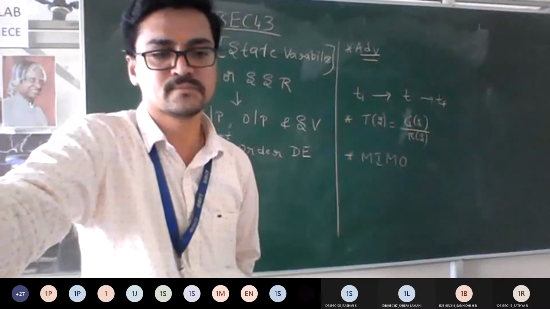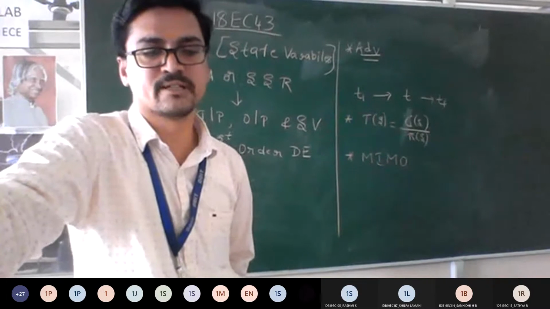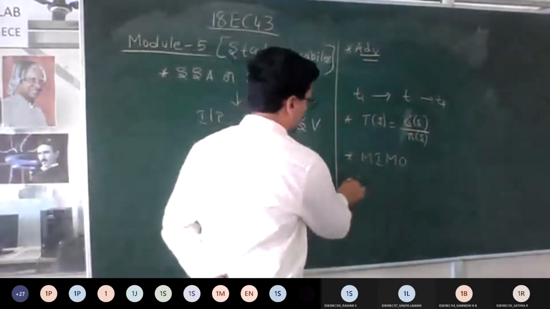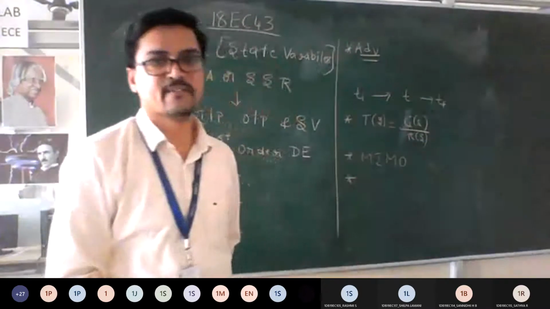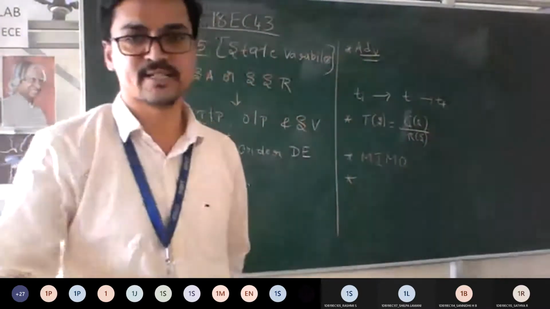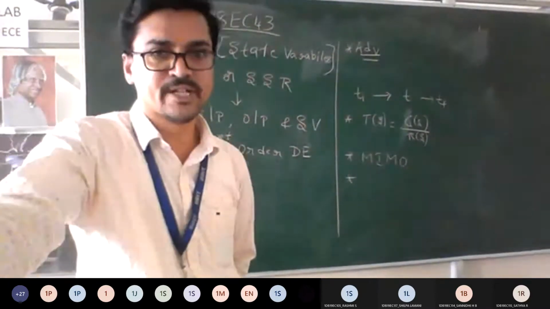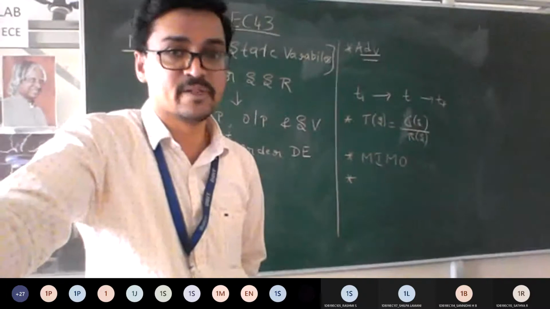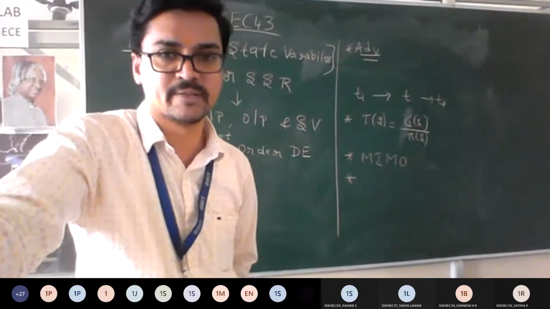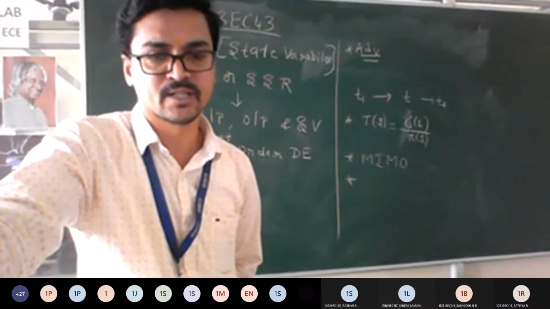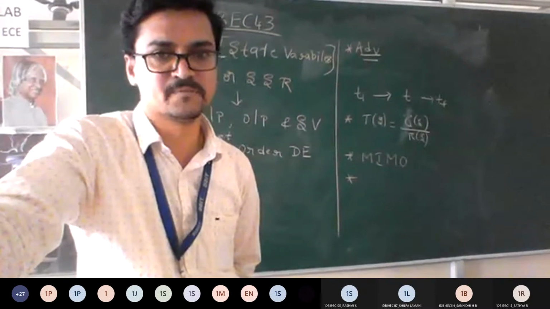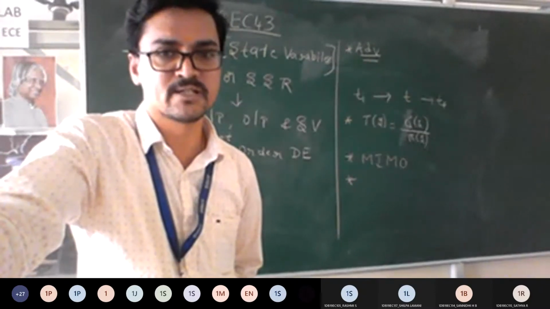Fourth one: it gives information about controllability. Advantage number 4, it gives information about controllability. Since it is a part of control systems, controllability plays a major role here. Compared to others, it gives information about controllability, meaning how to control a system you can get with the help of this state variable. Everyone okay till here? First 4 points. Shall I move on?